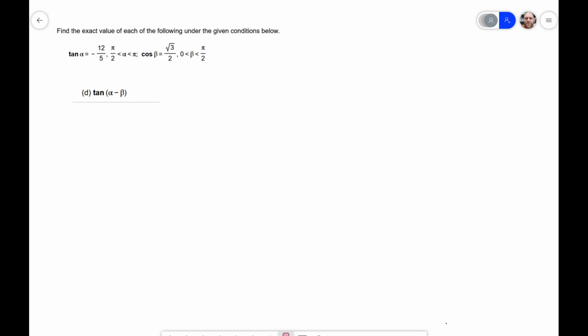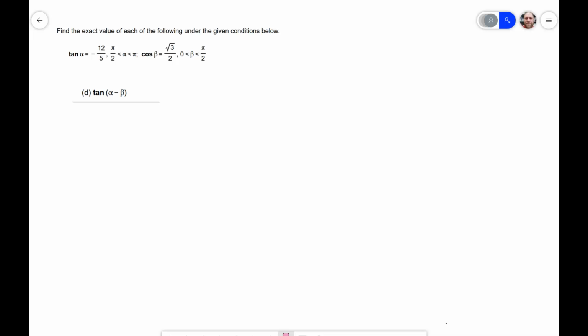Everybody, this is Mr. Beckstrom, and today I wanted to go over a problem from section 7.5. This is one of those tangent problems, and I think a lot of us are having trouble getting the final answer. There's a lot of algebra involved, so let's go ahead and take a look at this.